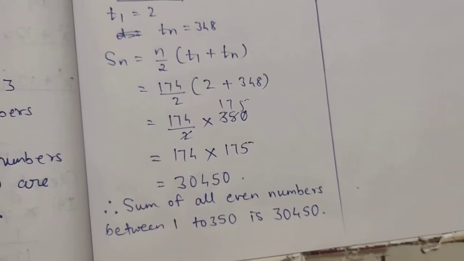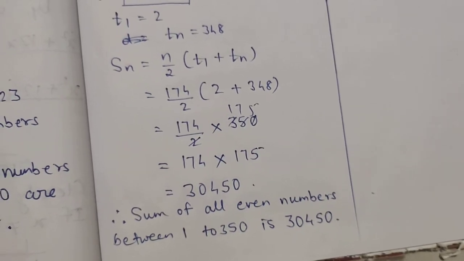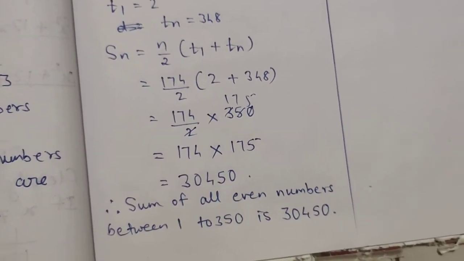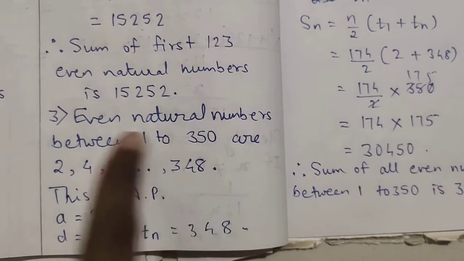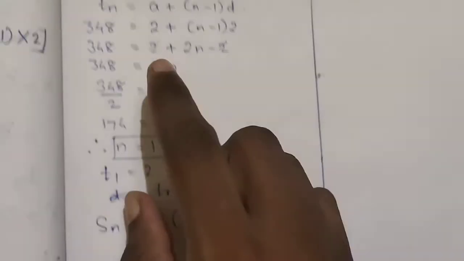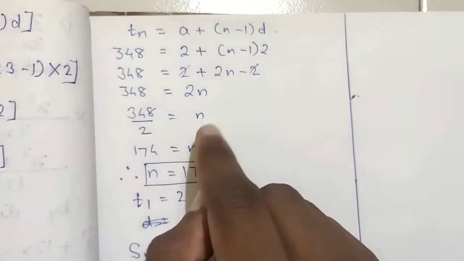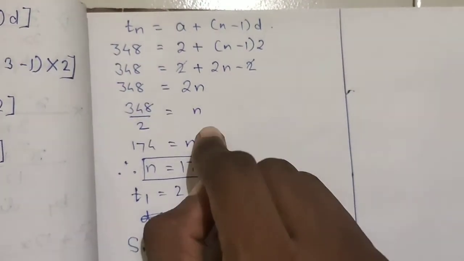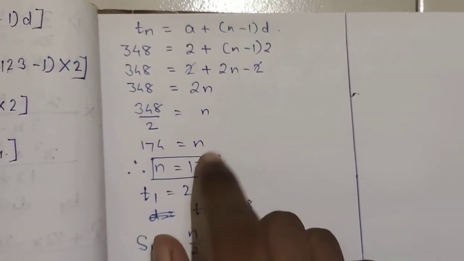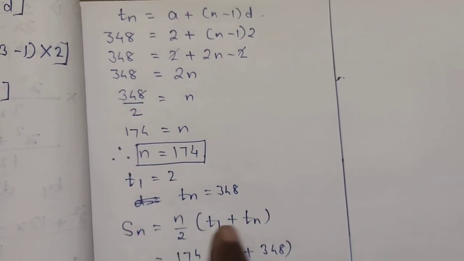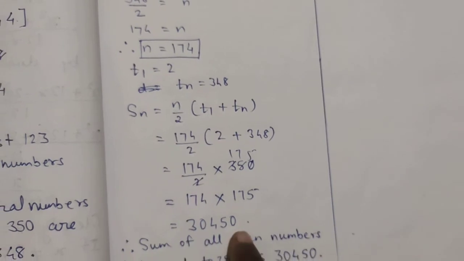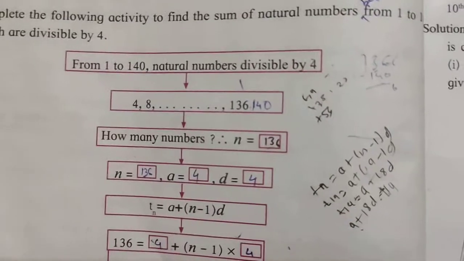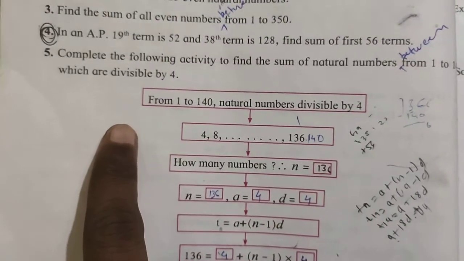Okay, so this is very simple. Only the thing is, whatever you know, you write first. And since in this case we don't know the value of n, means we don't know how many terms are there, that is why I have used the formula of Tn, so that I can know the value of n. After getting the value of n, you have to use the formula of Sn, and accordingly after simplifying you are going to get your answer.